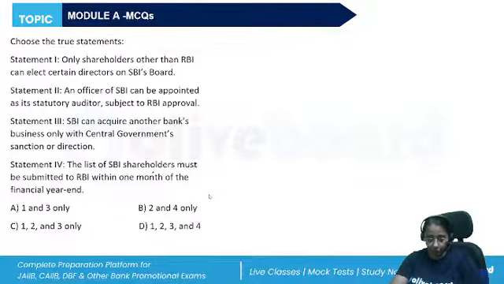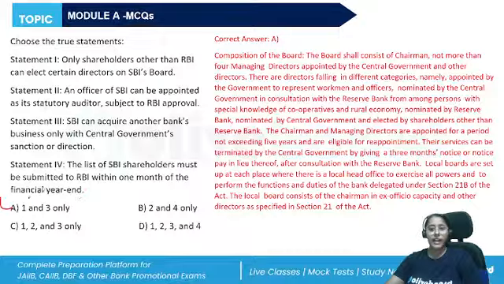Only shareholders other than RBI can elect directors on the SBI's board. This is true. An officer of the SBI can be appointed as its statutory auditor subject to RBI approval. This will not be correct. And the third statement is true. All right. So the correct answer will be A, 1 and 3.